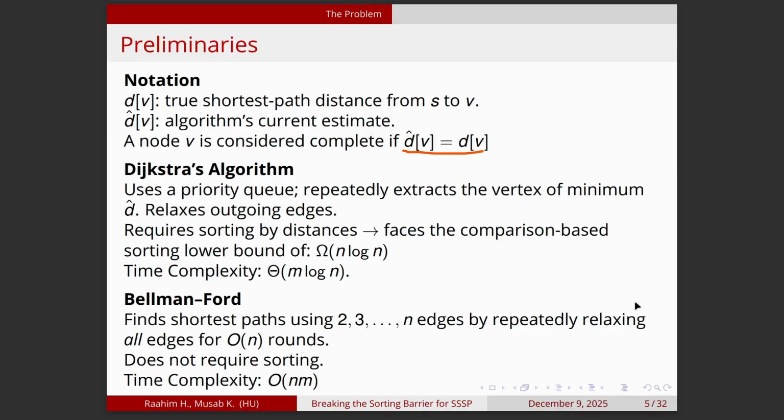Now, as for the preliminaries, we let d(v) represent the actual shortest path distance, and we have d-hat(v) represent the algorithm's current estimate. And if we ever get that d-hat(v) equals d(v), then that means that the node v is complete. We found its shortest path.